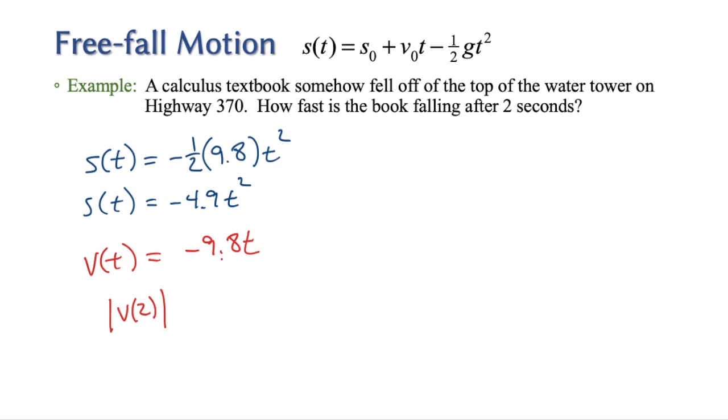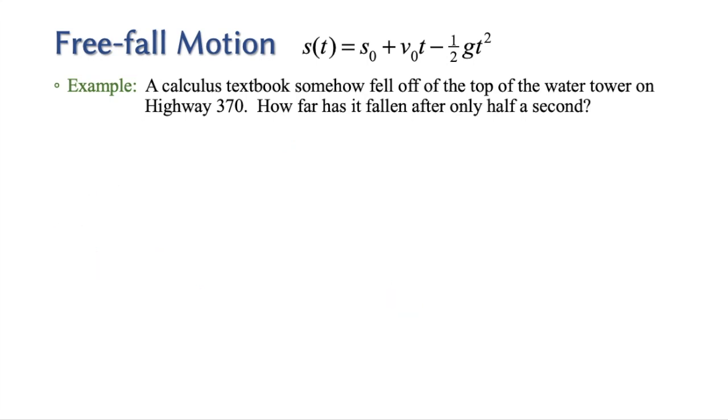Because speed is basically how fast. We know the direction is going to be negative as it's falling downward. So we're just going to look for speed. So we'll take negative 9.8 times 2 and take the absolute value of it. And that's going to tell us that after 2 seconds of falling, the textbook is reaching a speed of 19.6 meters per second.